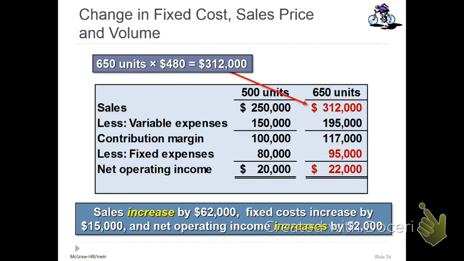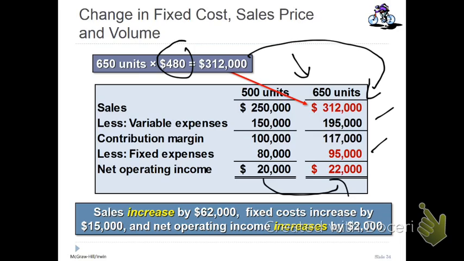Okay, so notice what happens. I'm selling 650 units at 480 bucks a piece, so my total revenue goes up to 312,000. My variable expenses are 195. They didn't change. Okay, my fixed expenses increased by 15 grand. Net operating income went from 20 to 22 grand.